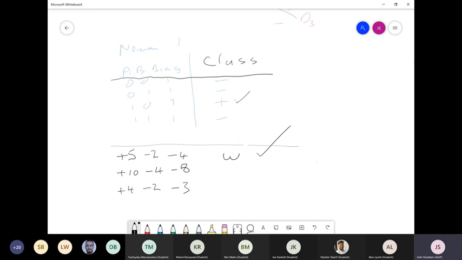It is going to be 0, 0, -3, correct for the first one. For the second one, it is going to be -2, -3, -5, correct. For the next one, it is going to be +1. So there's another weight vector, and there are many weight vectors that will solve the problem.